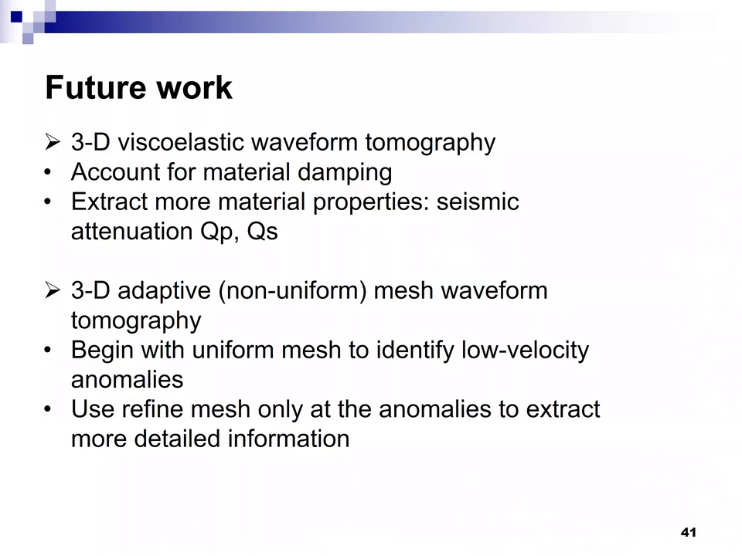Okay, good. So we are working on 3D viscoelastic waveform now. I have one student working on that. We want to account for material damping in the forward modeling, so hopefully we can extract more material properties like seismic attenuation, QP and QS. We are also doing adaptive mesh waveform inversion now. We want to begin with a uniform grid to identify the anomalies, and then use a refined mesh at the anomalies to see things in more detail.